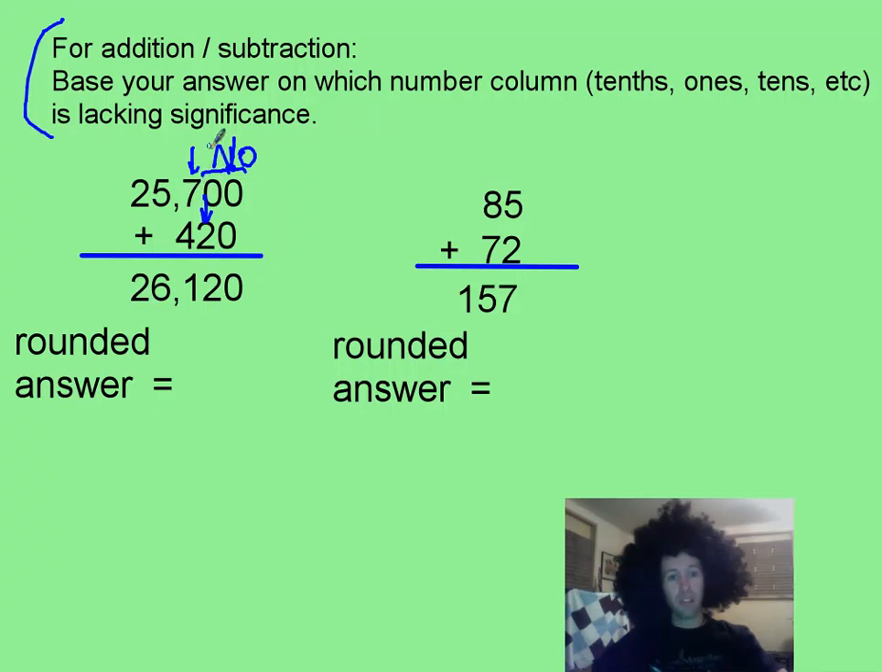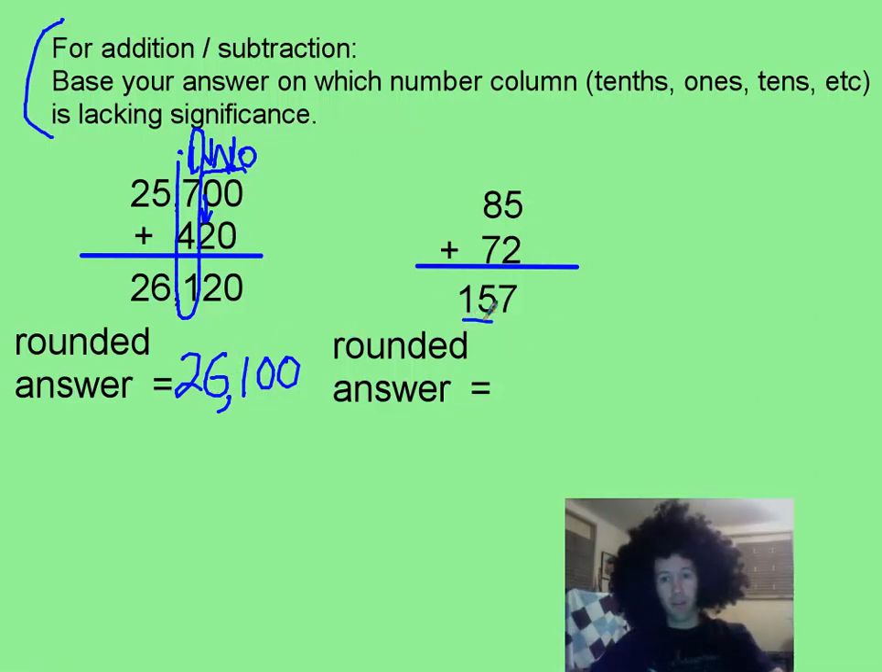But since the tens column here has no sig figs, I cannot have values past the hundreds column. So what your rounded answer should be is 26,100, because I'm limited by the hundreds column, because these out here are not significant. Notice that this had 3 sig figs and this had 2. You can't just count the number of sig figs.